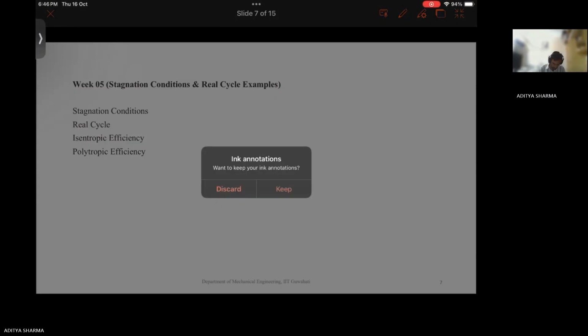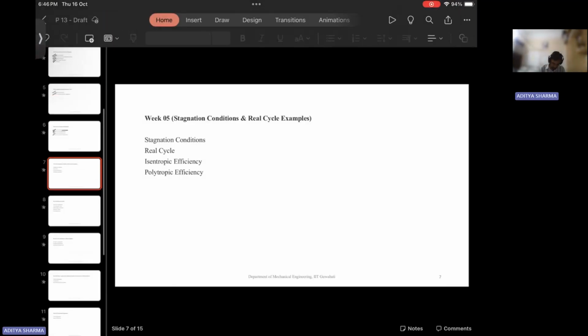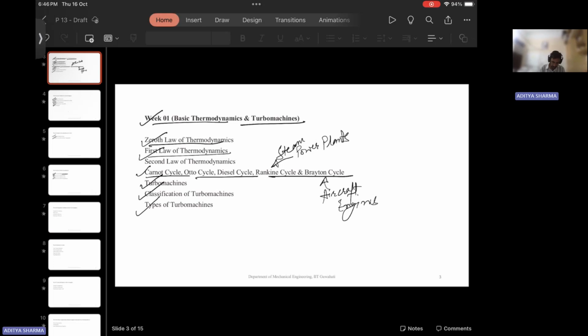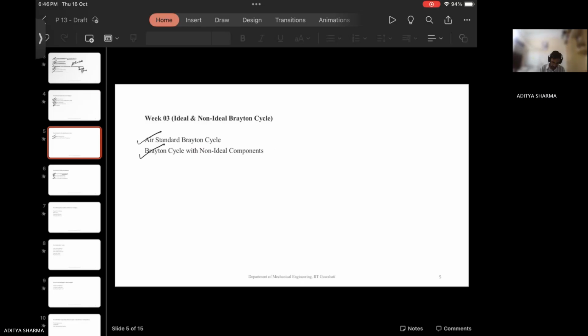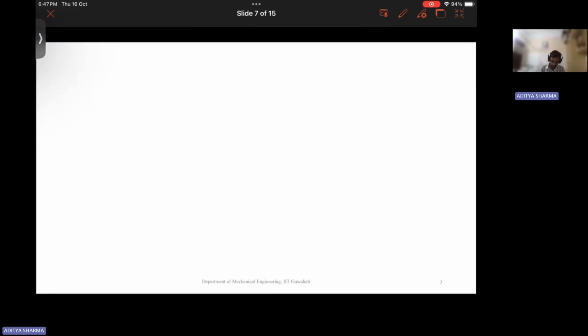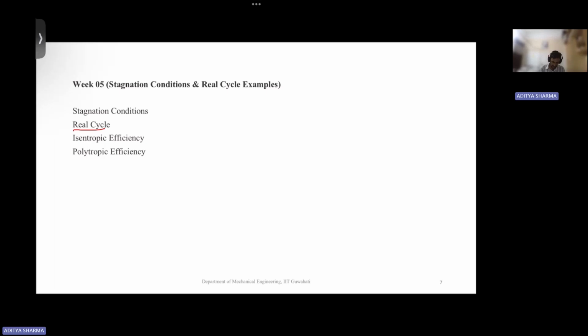Okay, so in week 1 we saw thermodynamics and turbomachines. In week 2 we saw introduction to gas turbine and aircraft engines. Then in third week we saw ideal and non-ideal Brayton cycle. Then in fourth we saw this Brayton cycle with different attachments. Now week 5 is on real cycle.